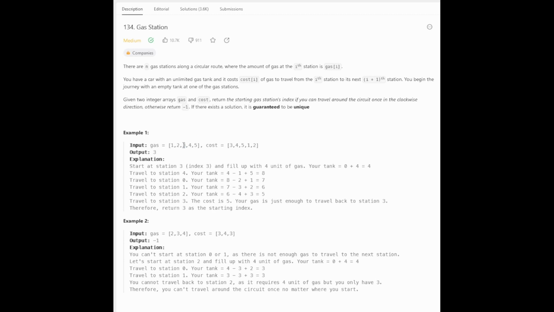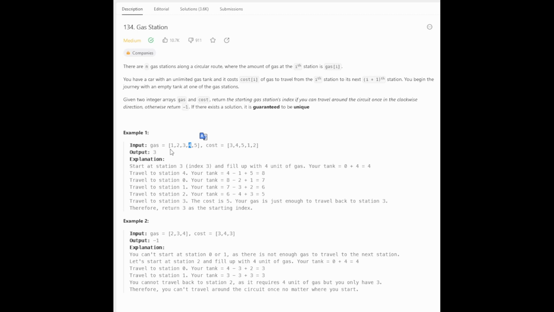We have 3 plus the 2 in our tank, we have a 5. And the cost is a 5. So we actually can make it over here because we need 5 gallons to move, and we have 5 gallons. So we've completed our route, and it turns out that this actually is a valid starting index.